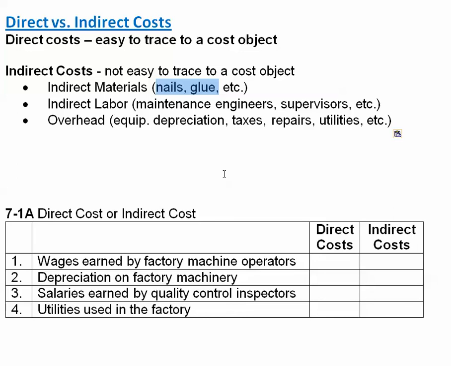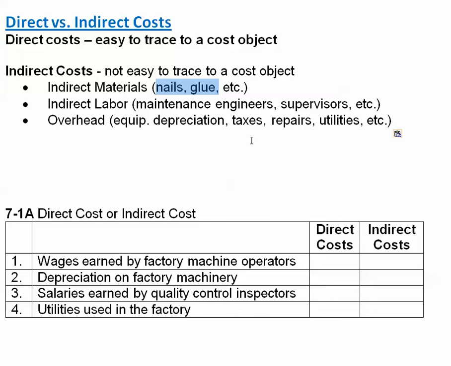Along those same lines, you've got taxes, repairs, utilities. All these costs are incurred for the benefit of many cost objects, so we've got to figure out how to split that up, allocate it. Let's look at 7-1A, where I need you to identify whether a cost is direct or indirect, and I'd like you to pause and work on that.